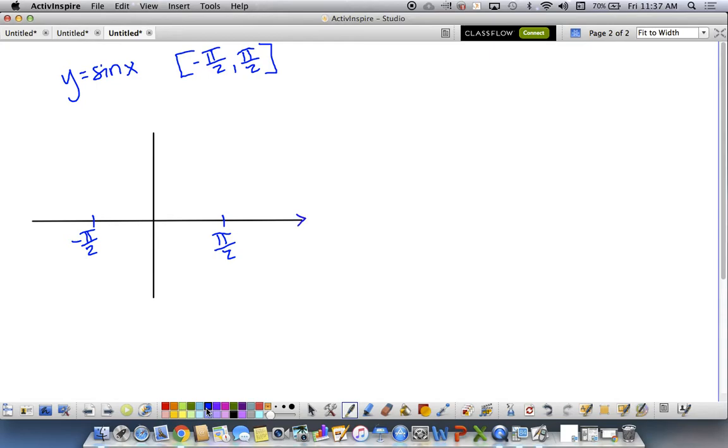Remember, this is your x-axis. My y's, so my range is going to be what? Up to 1 and down to -1. And sine 0 is 0. Our first point's going to go up. Our next point's going to go down. So it's going to look like this. It's going to look like that.